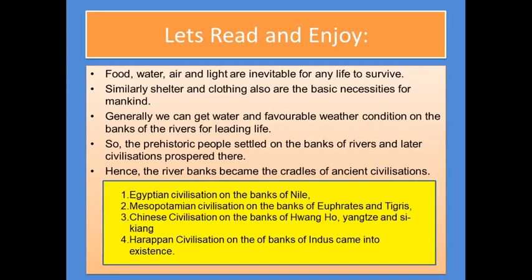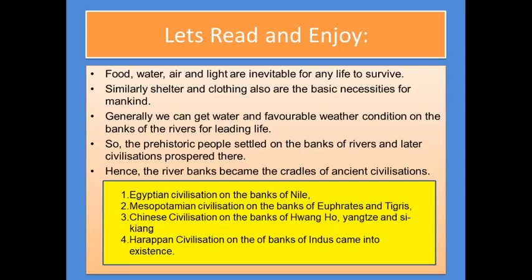Let's read and enjoy the lesson. Food, water, air and light are inevitable for any life to survive. Similarly, shelter and clothing also are the basic necessities for mankind. Generally, we can get water and favorable weather conditions on the banks of the river for leading life. So, the prehistoric people settled on the banks of rivers and later civilizations prospered there. Hence, the river banks became the cradles of ancient civilization.